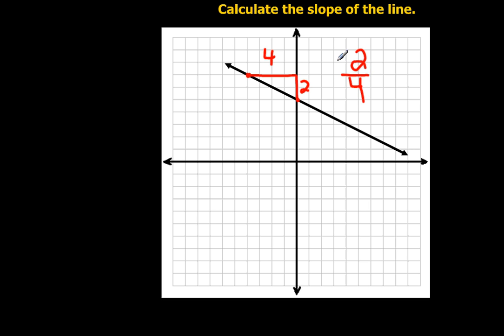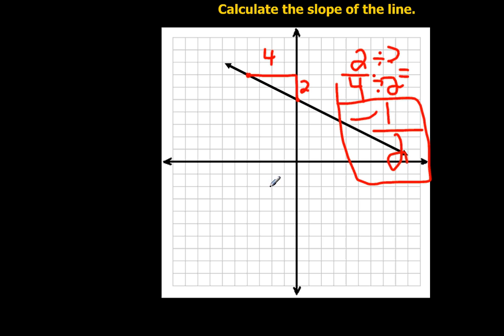Now this time I have a fraction that I could actually reduce. So I could divide it by 2 and divide it by 2, and that's going to give me 2 divided by 2 is? 1. And 4 divided by 2 is? 2. So my slope is 1/2, but you told me in the very beginning it's not just 1/2, it is negative 1/2. So that's my slope of my line, using the line to calculate your slope.